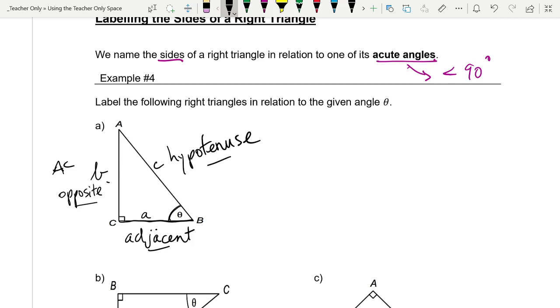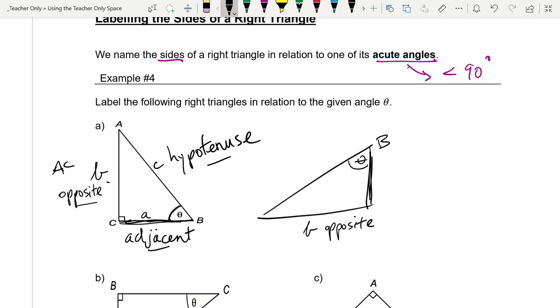Well, you can, but height and base is limited to the orientation of the triangle. Like, what if I tip this triangle over? So it's still the same triangle, but now angle B is over here, right? Now this side that was a base is suddenly a height. But if this is side B, it's still opposite to this angle I've put this weird symbol in.